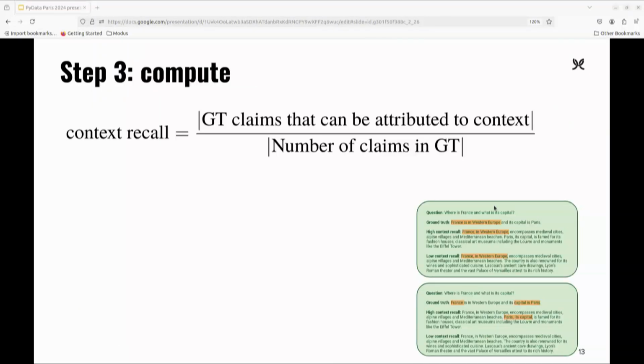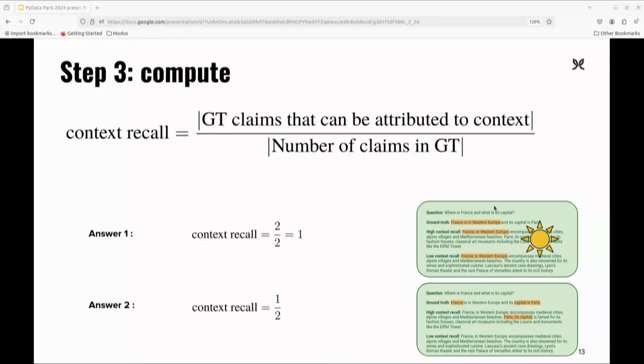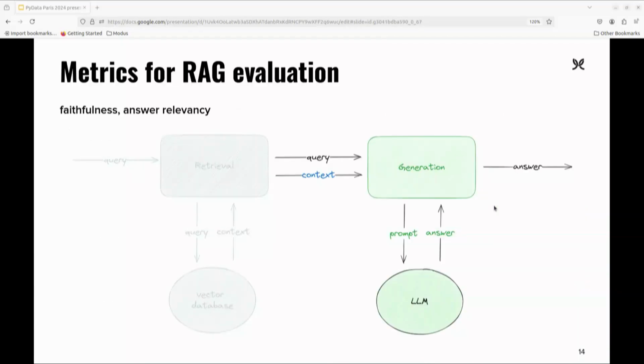Okay, so finally we compute that, and it should be quite easy. We recall the context recall definition. For answer one, both ground truth statements are covered, so the numerator is 2, and the denominator as well. For answer 2, the one with the low context recall, only the first ground truth statement is covered, so we have 1/2. That was to show that the LLM is involved in computing these metrics. That is why we have to evaluate how this LLM behaves.